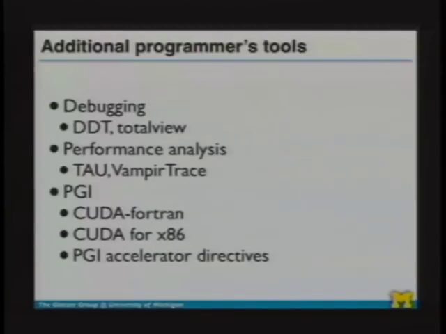So there are additional programmer tools. If you use DDT or TotalView, both of these debugger products have a CUDA module now, so that it interfaces with CUDA GDB, so you can debug CUDA programs on Linux. Tau and Vampire Trace interface with the performance counters, and PGI is providing various levels of compiler tools. So CUDA Fortran basically lets you write CUDA code in Fortran.